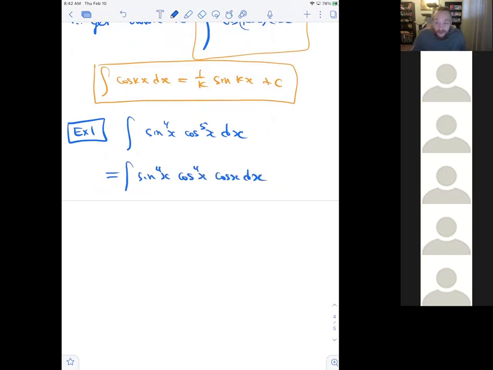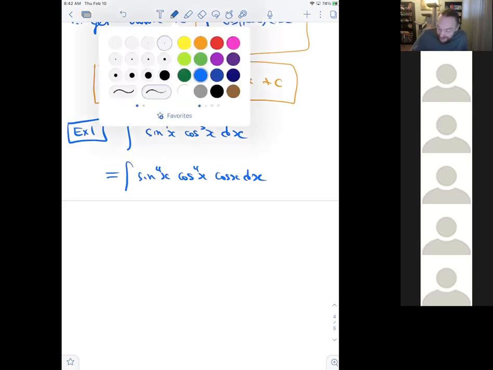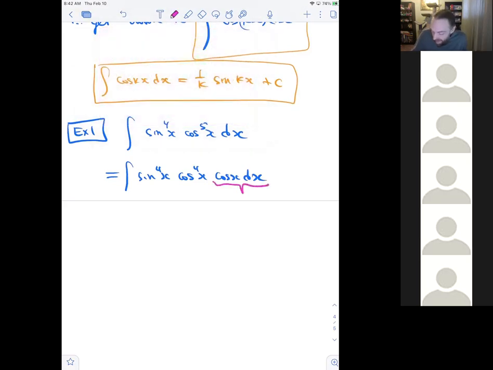I steal one of the coses, and then I can see immediately what my differential is. I stole one of the coses to create a differential. That is really what you want to focus on. How do I create a differential? In the sine cosine one, their derivatives turn into each other. For tan and secant, it's going to be different. There are different identities and the derivatives are different.